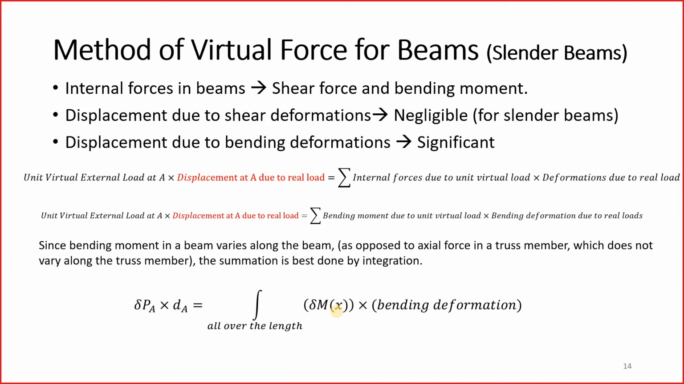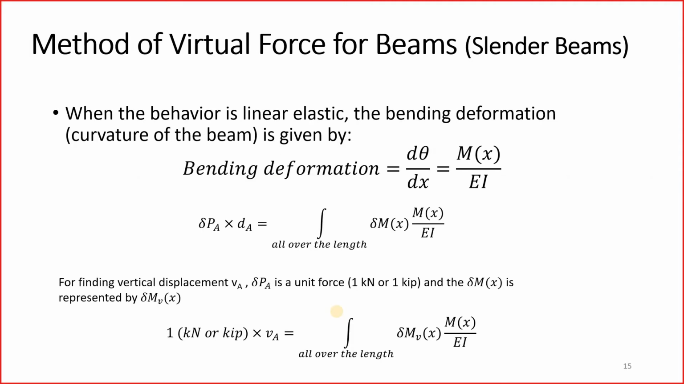And then bending deformation, again this is a function of x. This varies along the span. We will see how to calculate bending deformation. So for slender beams, this discussion is about bending deformation. When the behavior is linear elastic, then the bending deformation, which is actually the curvature of the beam, is given by bending deformation equal to d theta by dx equal to M(x) over EI.